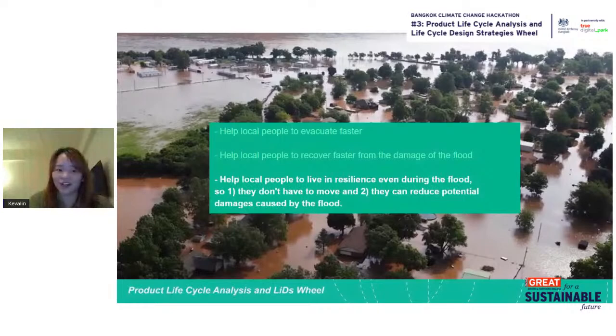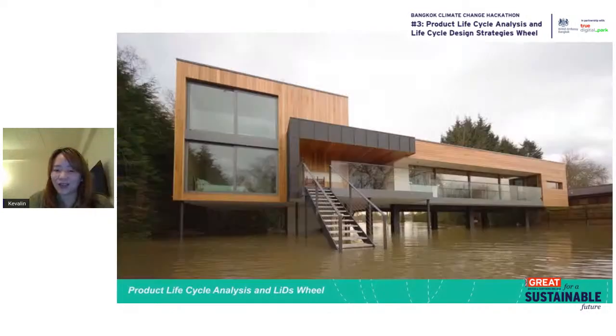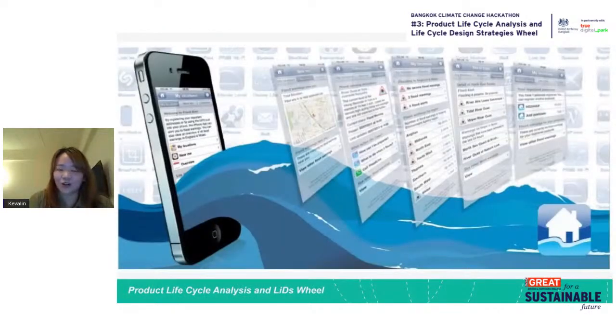Here you can, for example, design a low-cost flood-resistant house model, and this picture is only one example. Or you can develop a flood warning application or system to give them notification when the flood is coming, or if there is a chance for people to face any kind of natural disaster, this application would warn them in advance.